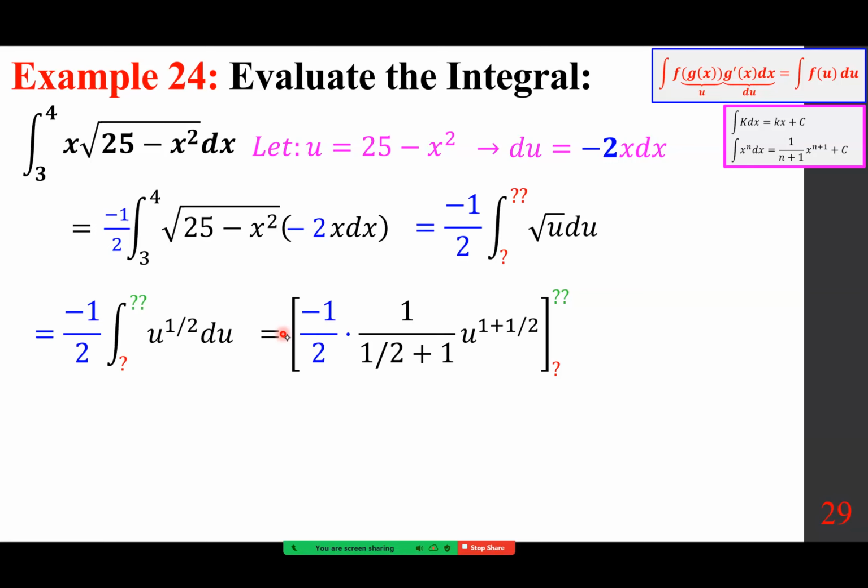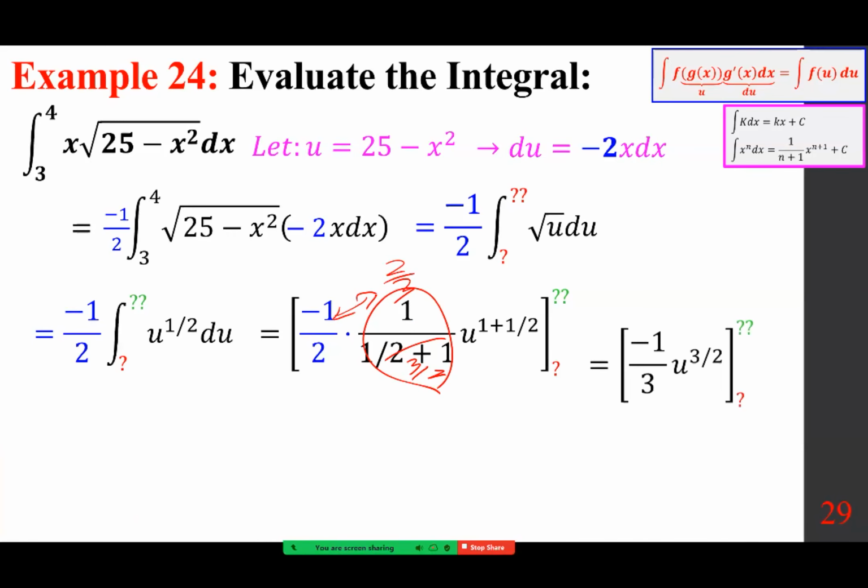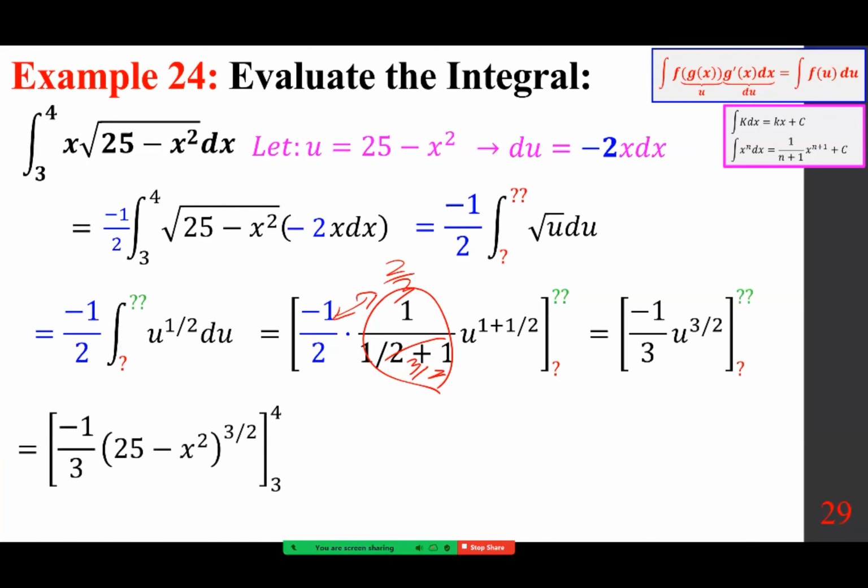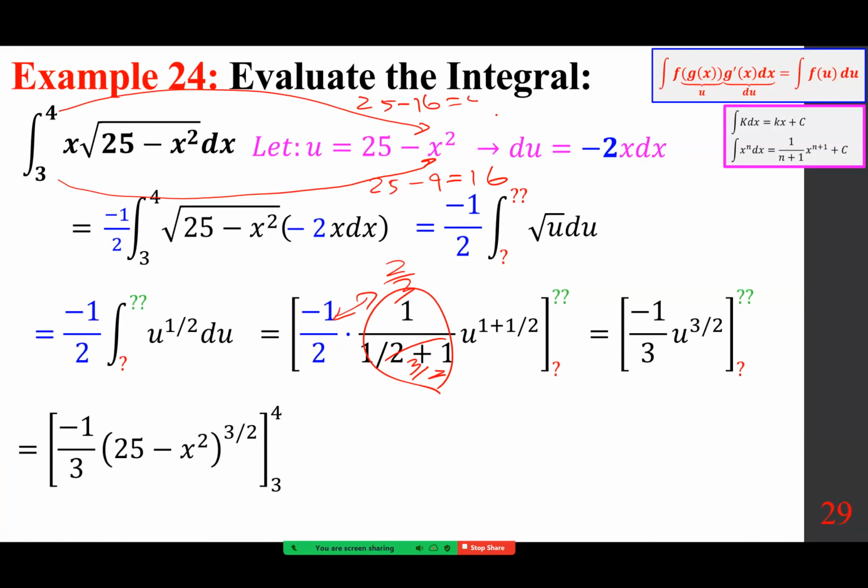And so we get 3/2, 2/3. The product of these two is -1/3. And I can go back to the original limits and work with the original variable. If I put the 3 here, I get 25 minus 9 equals 16, the lower limit. If I put the 4 here, I get 25 minus 16, 9 is the upper limit. And I can work with that.